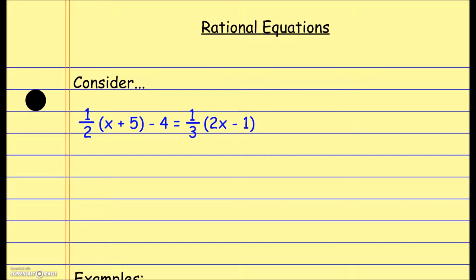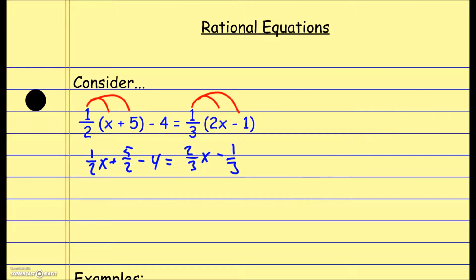So if I consider this first example, and I wanted to simplify this, to solve this, there's a couple ways we could go about doing this. Most of you would probably distribute the 1/2, and here you'd probably distribute the 1/3, and it almost makes this thing look a little bit messier. You get 1/2 x plus 5/2 minus 4 equals, over here, 2/3 x minus 1/3. When we look at this, this is a disgusting mess.